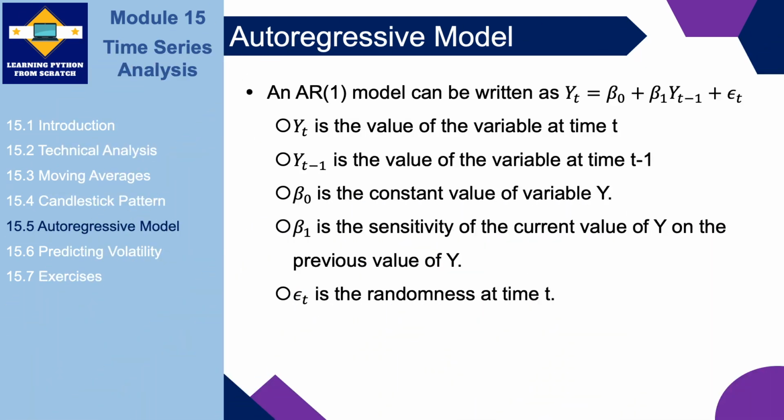Yt is the value of the variable at time t. Yt minus 1 is the value of the variable at time t minus 1. Beta naught is the constant value of variable y. Beta 1 is the sensitivity of the current value of y to the previous value of y. Epsilon t is the randomness at time t.